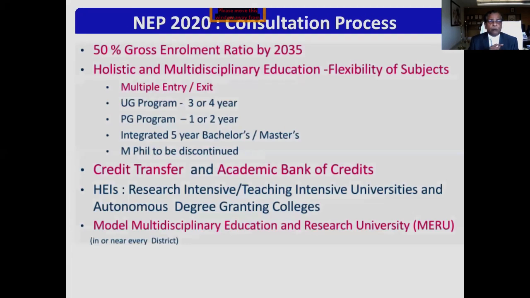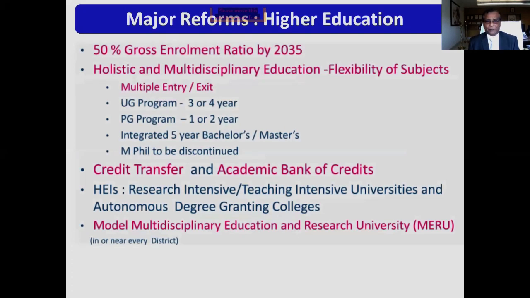Now what we are going to do? If you just look into the major reforms, ultimately, what should be the net result? What is expected? 50% gross enrollment ratio by 2035. Now we are talking about multidisciplinary education in terms of flexibility of subjects, like multiple entry exit points, UG program, PG program, integrated program, MPhil to be discontinued, credit transfer and all.